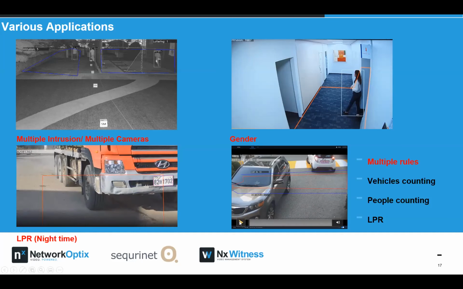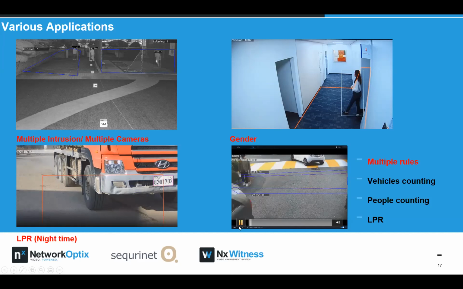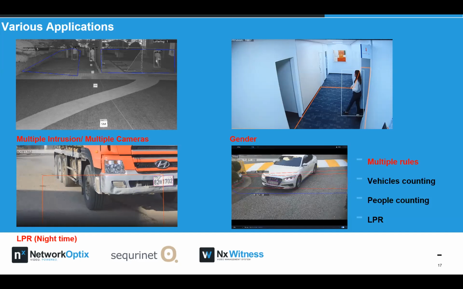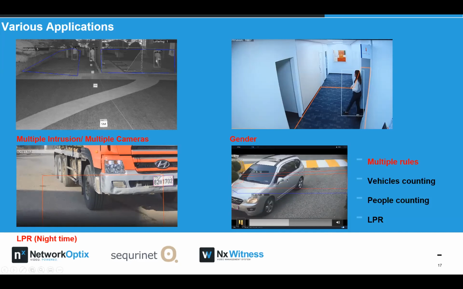Just move over to this side. This is a combination of multiple rules. So it's not only the license plate recognition, but it's also counting people and counting cars driving in and out. You can see the counters for car out and car in there. And at the same time, it's doing the license plate recognition. So again, an example of how you can combine multiple rules in one picture.